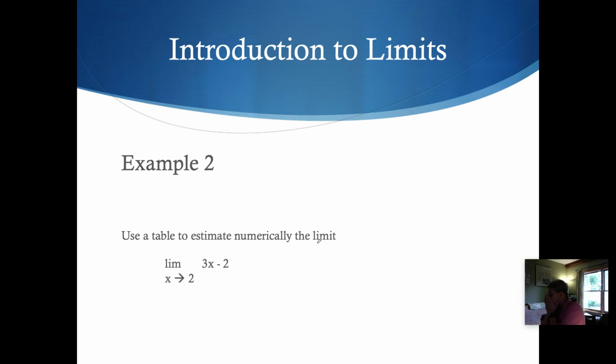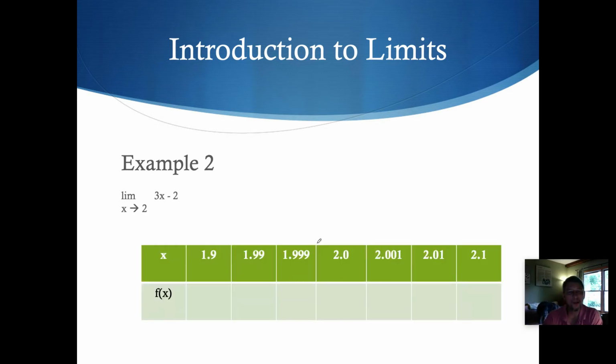Now, the value in the middle is going to be 2, right? Because this is as x approaches 2, therefore the 2 goes in this value of x. Notice that in this case, I have decreased the value of 2 by 1/1000th, by 1/100th, and by 1/10th. On the right-hand side of the table, I increased the value of 2 by 1/1000th, 1/100th, and 1/10th. So now I go through these values and see what I come up with.